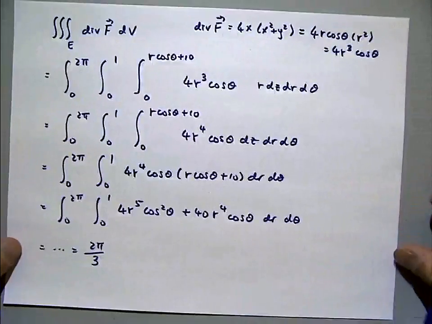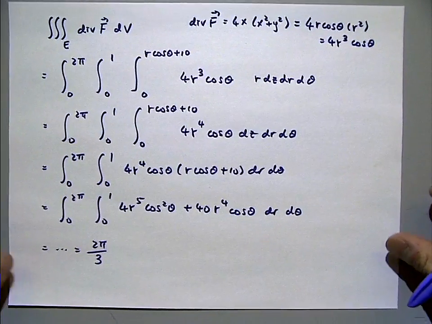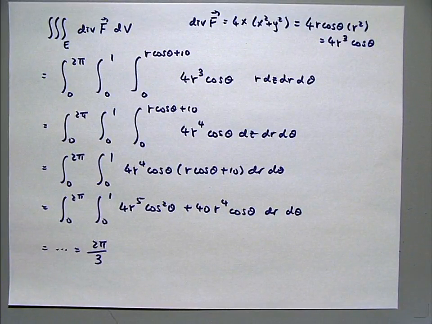Even though the 2 examples I've shown here turned out to be very easy once you've done the integration of the divergence, that's not always the case. The important thing is the theorem gives you a choice.